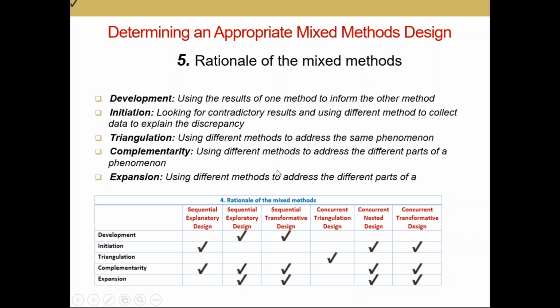This means that one approach has weaknesses, and then you have to collect data to address the weakness of the other approach. So they are complementing each other. So that's all about complementarity. Expansion means that you want to know more about a specific aspect of the phenomenon.